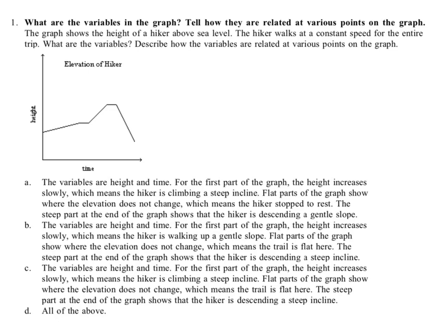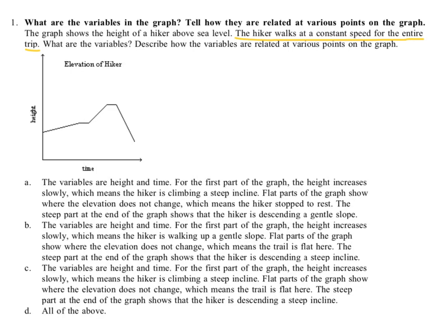The graph shows the height of a hiker above sea level. The hiker walks at a constant speed for the entire trip. This is a huge bit of this. The hiker walks at a constant speed for the entire trip. And I'm going to underline that because that means that the hiker is not stopping. Okay? That's going to play into stuff when we go.